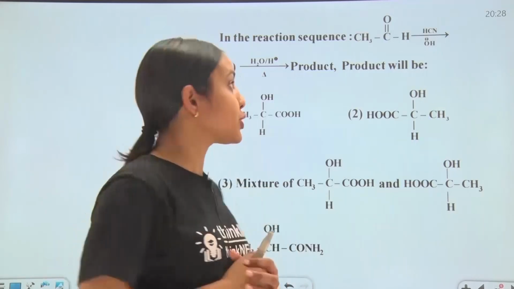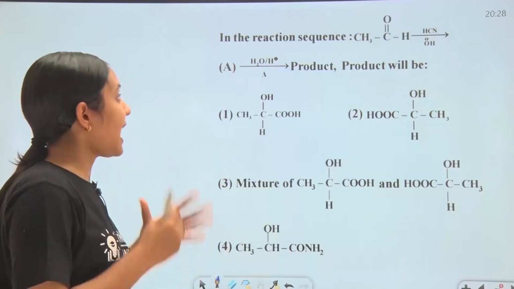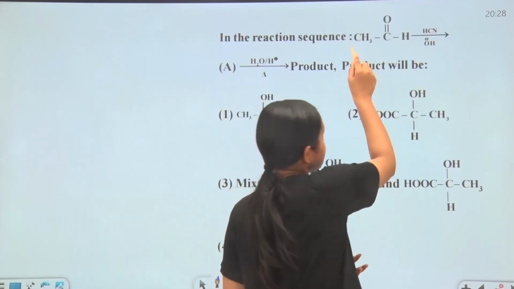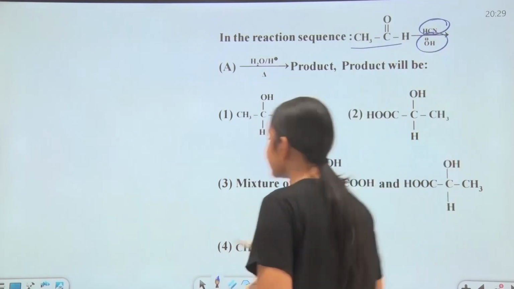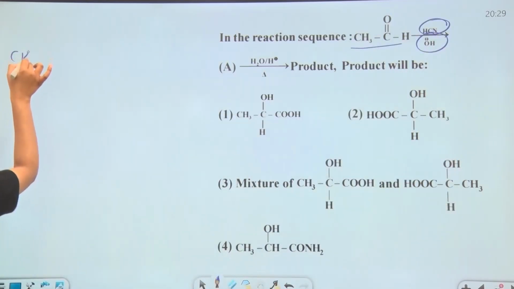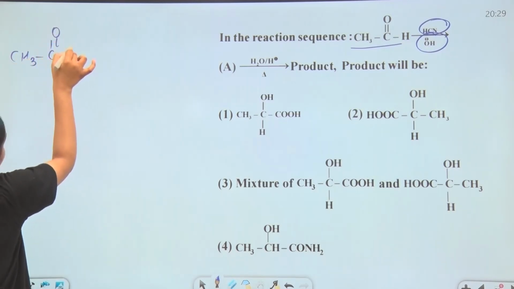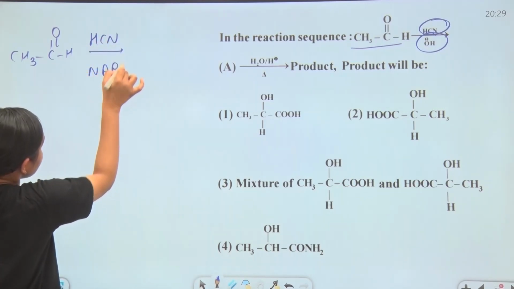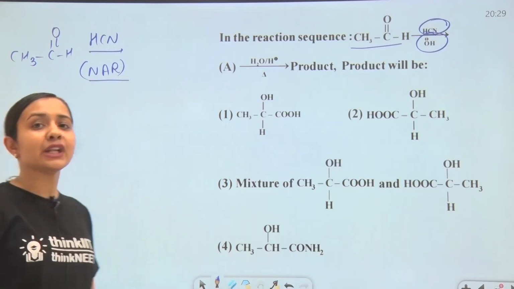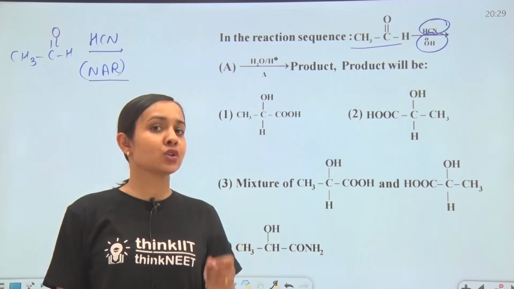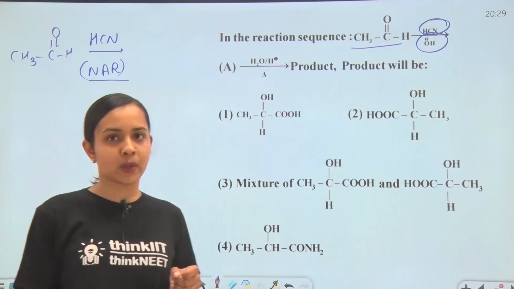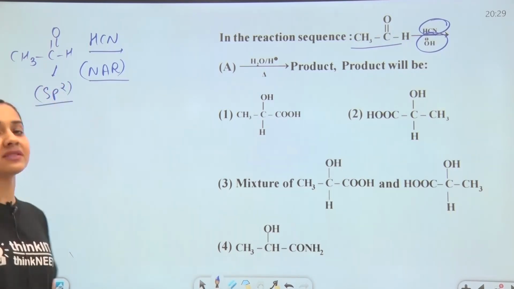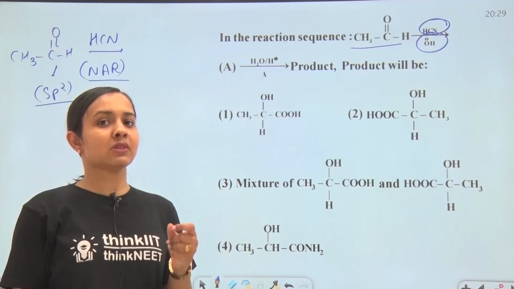Hello dear students, so our next question is, in the reaction sequence we have to tell the product of this reaction. You can see first of all we have acetaldehyde and it will react with HCN in the presence of basic medium. Student, this is CH3CHO and this compound will react with HCN. Here a nucleophilic addition reaction will proceed, right? And in the nucleophilic addition reaction, cyanohydrin is formed as a product in this reaction sequence. You can see this carbon atom is sp2 hybridized and the structure of this carbon is trigonal planar.